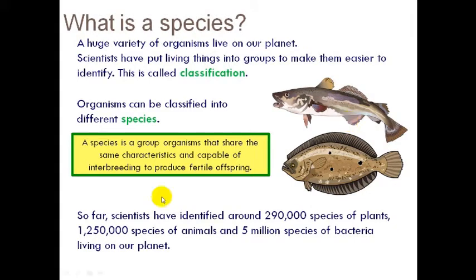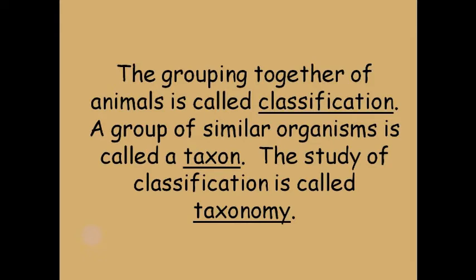So far, scientists have identified around 290,000 species of plants, 1,250,000 species of animals, and 5 million species of bacteria living on our planet. Okay, recall back, the grouping together of animals is called classification. A group of similar organisms is called a taxon. The study of classification is called taxonomy. So the scientists who study classification, we call them taxonomists.